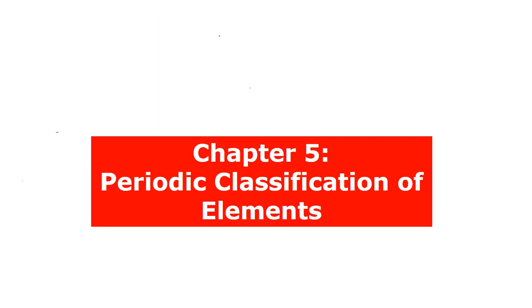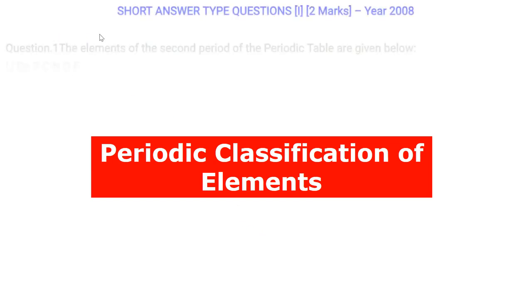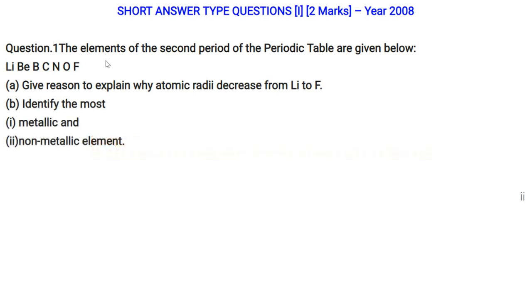We are discussing chapter number 5, periodic classification of elements. The board questions and answers. The elements of the second period of the periodic table are like this, from lithium to fluorine. Give reason to explain why atomic radii decreases from lithium to fluorine.